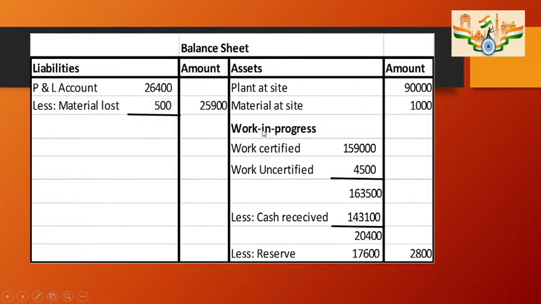Okay, balance sheet, this format is already given to you. So plant at site 90,000, material at site 1,000, work in progress, work certified 1,59,000, work uncertified 44,500. Then total is 1,60,500 less cash issued 1,43,100. The balance is 20,400 less reserve 17,600. Total 2,800. So here P&L account 26,400 less material lost.